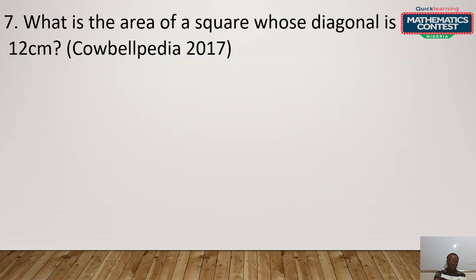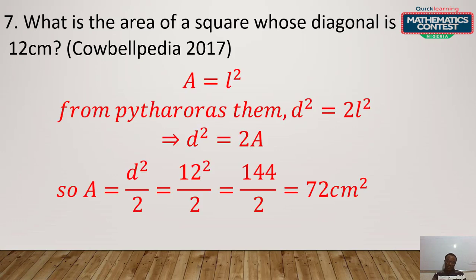Now come to question number 7. What is the area of a square whose diagonal is 12 centimeters? I've actually put a formula here for us to see, but I will explain. We know the area of a square is L squared, but from Pythagoras theorem, the diagonal squared equals 2L squared. Now I want to prove that to you. Now get your pen also.